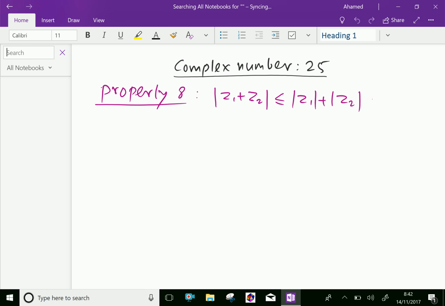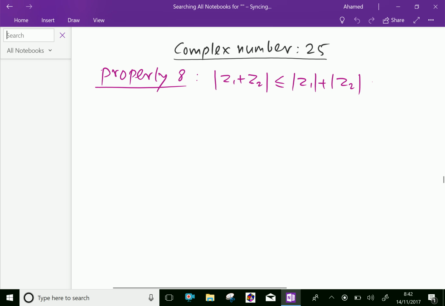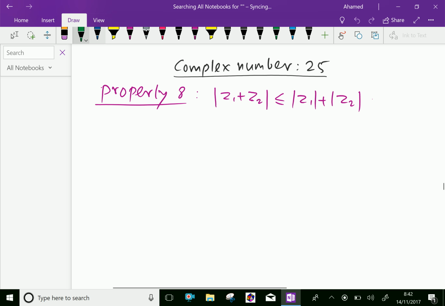In complex numbers, regarding properties of moduli, let us discuss property 8: modulus of z1 plus z2 is lesser or equal to modulus of z1 plus modulus of z2. Here, let us prove it.